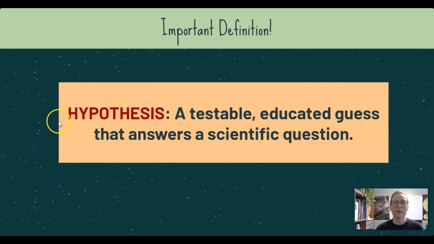All right, so here's another important definition. We're going to try to develop a testable, educated guess that answers our scientific question. This is how we formulate our experiments. That's called a hypothesis. Okay, notice that this is in red. That means this is a definition that needs to go into your notes.